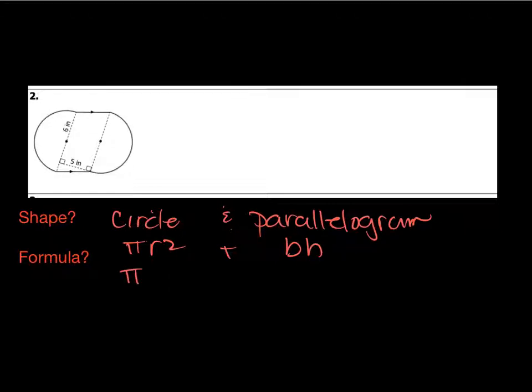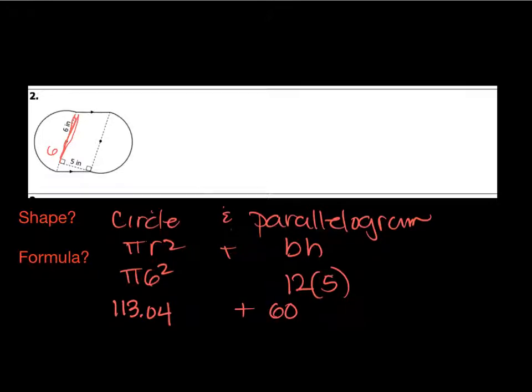Well, for the circle, I have pi, r is 6, so this is 6 squared. So I have 36 pi. Let's see what we get. 113.04. So here the parallelogram, base times height, we're going to have to add the two sides together to get the base, so that's 12. The height is always centered around your 90 degrees, so that's 5, so then that's 60, and we're going to add the two together.